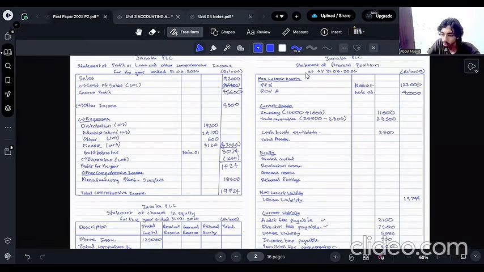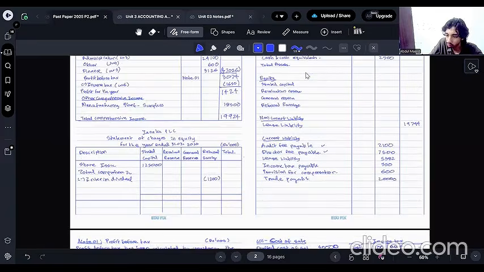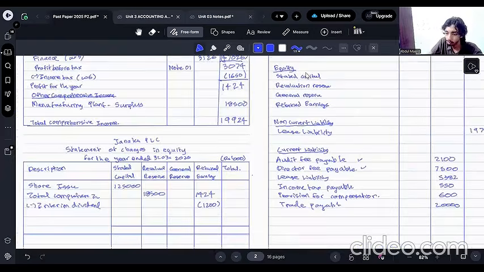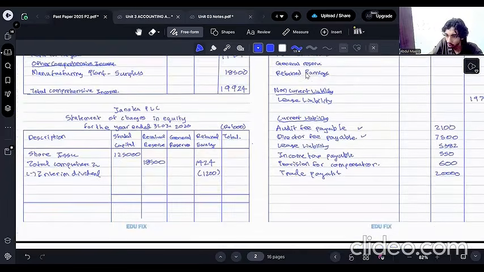So then you can record your profit for the year 1,424 under retained earnings for total comprehensive income, and the manufacturing surplus 18,500 you can record under revaluation surplus. Then finally, for your closing balance, here you can record your total comprehensive income 19,924.